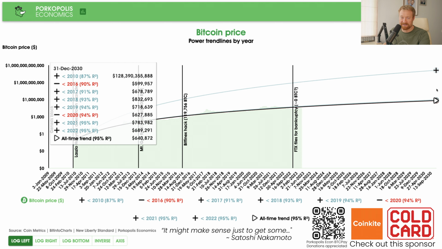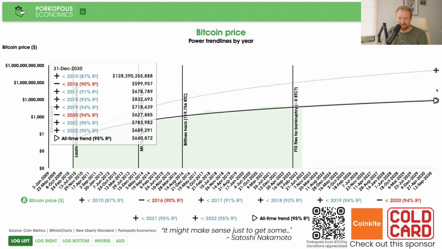$128 billion per Bitcoin by 2030. You're not reading that wrong. $128 billion per Bitcoin. But let's go ahead and read all the other ones now that we're predicted out to 2030, which is the date that I like to use in most videos here. Let's get the mouse on December 31st. Okay, so $128 billion per Bitcoin.